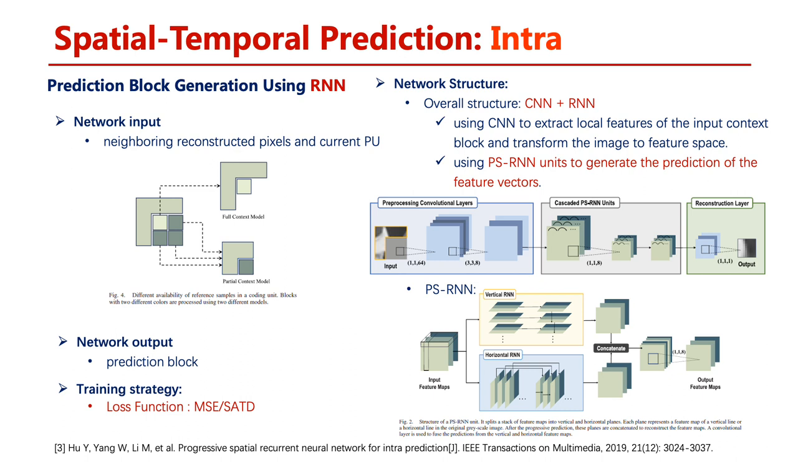Here, recurrent neural networks are proposed to generate the prediction block for intra-prediction. After feature extraction by CNN, RNN units are used to generate the prediction of feature vectors. And in the training of the neural network, the energy of residues in both the spatial domain and the transform domain is considered in the loss function.